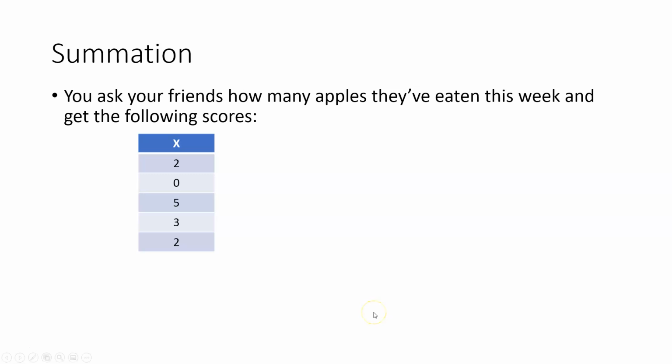I want to go through an example of summation. Let's say that you ask your friends how many apples they've eaten this week, and you get the following scores. Again, in statistical notation, we're going to use x to refer to a variable. So person 1 got a 2, person 2 got 0, person 3 got 5, person 4 ate 3, and person 5 ate 2. So you've got these 5 people, each eating some number of apples. If we were to compute the sum of x, that would mean to add them all up. In other words, it would be 12.